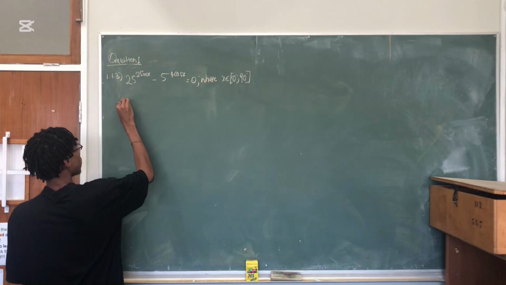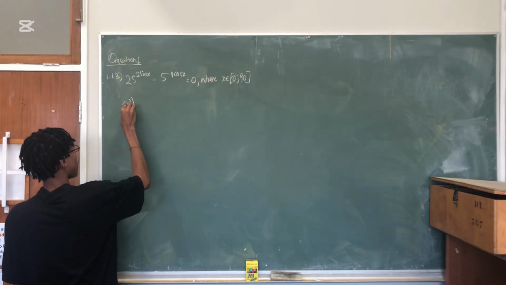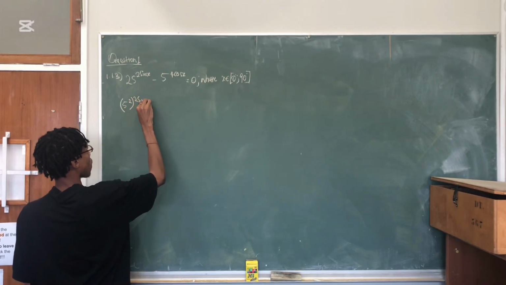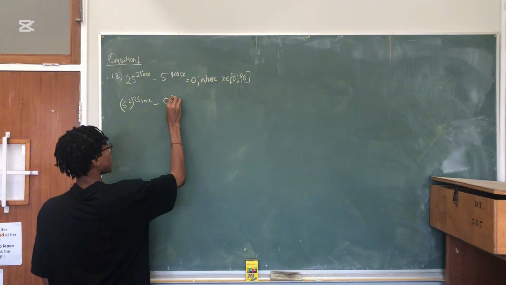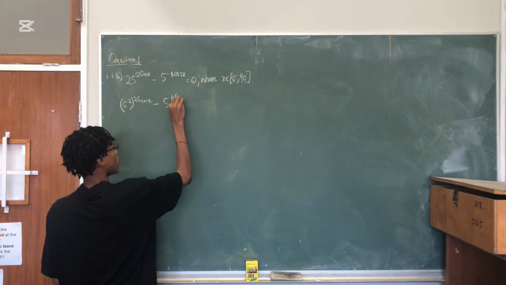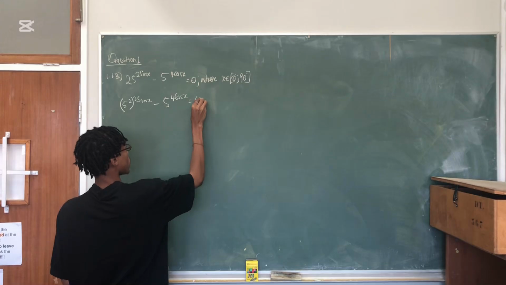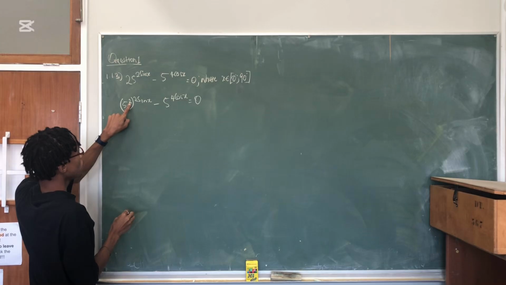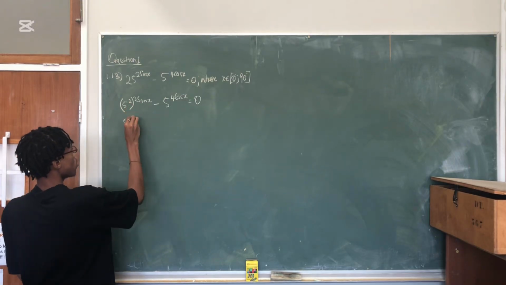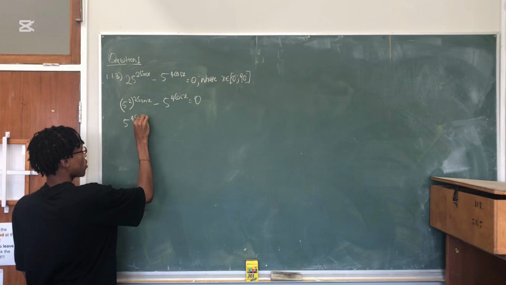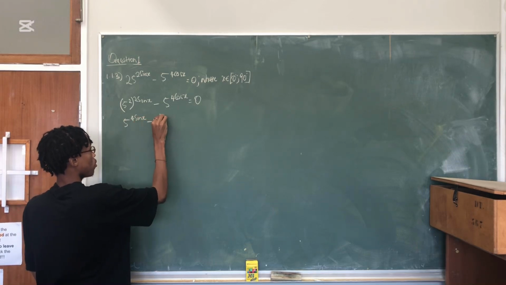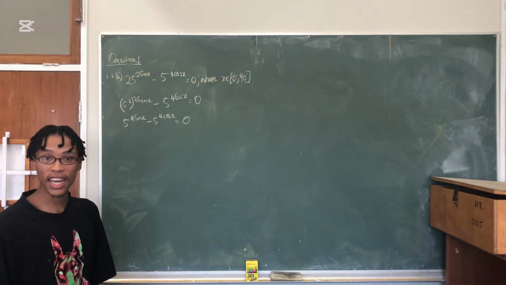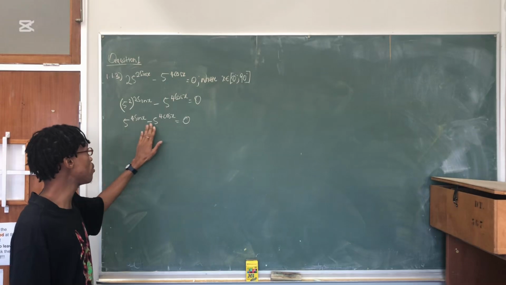So 5 squared multiplied by this 2 sine x minus 5 to the power of 4 plus x is equal to 0. 2 multiplied by 2 sine x is going to be 4 sine x, minus 5 to the power of 4 plus x. The first thing that I did was to make these two bases alike.